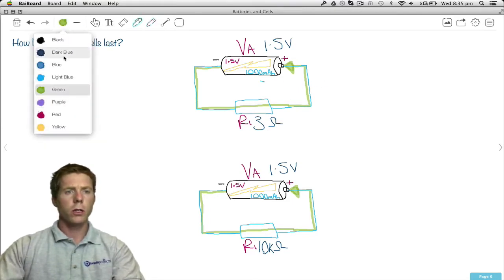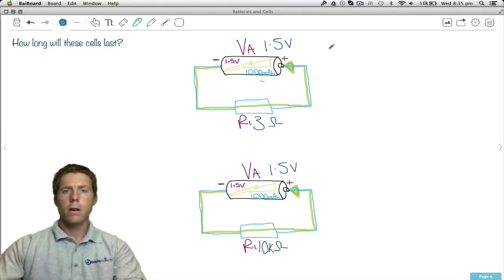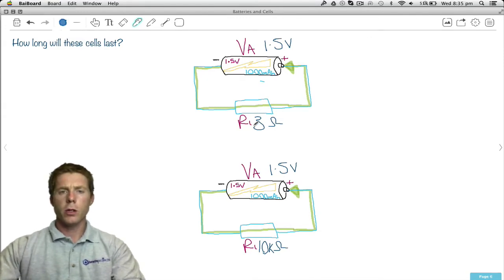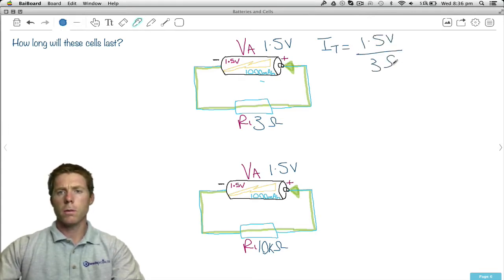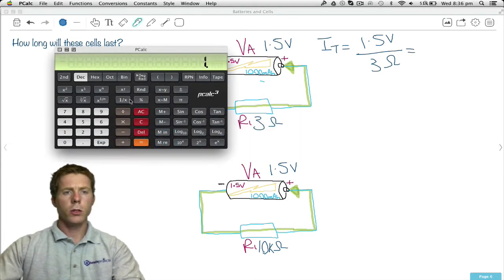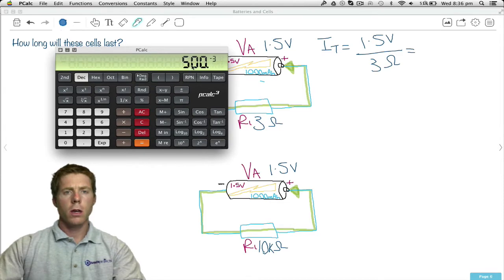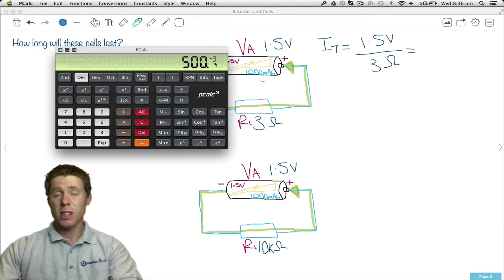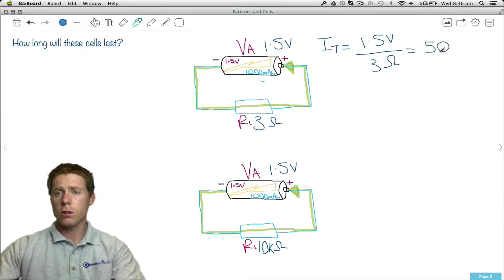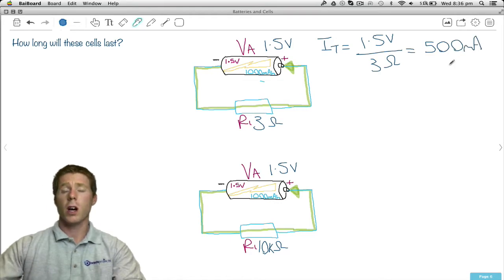I'm just going to change to that. So what do we need to know? We need to know the resistance and the voltage to find the current. So the current in this circuit is going to be 1.5 volts divided by 3 ohms. Let's do the calculation. 1.5 divided by 3, and we get 500 times 10 to the negative 3, which means 500 milliamps, so half an amp.